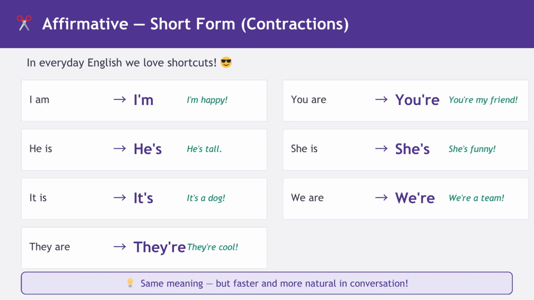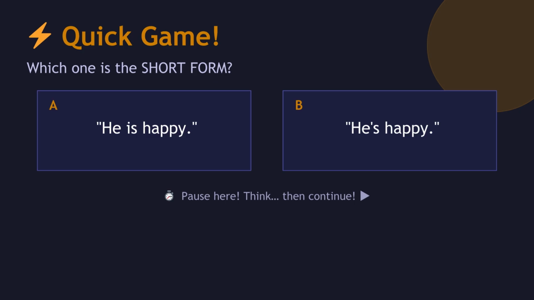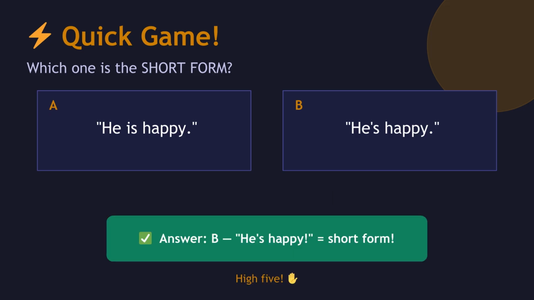Listen to the difference. Long, I am a student. Short, I'm a student. Same meaning, but faster and more natural. Now a quick game. Which one is the short form? A or B? B, that's right. He's happy. Did you get it? Hey, high five.